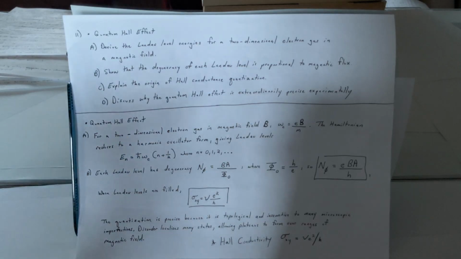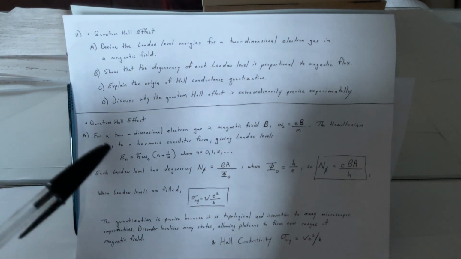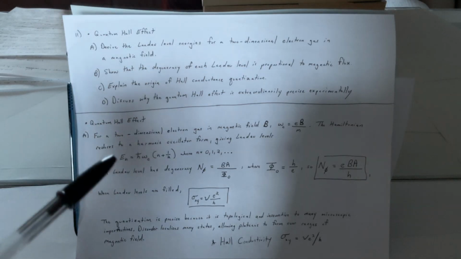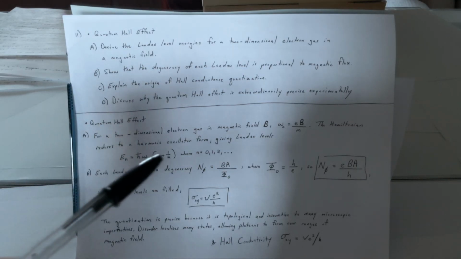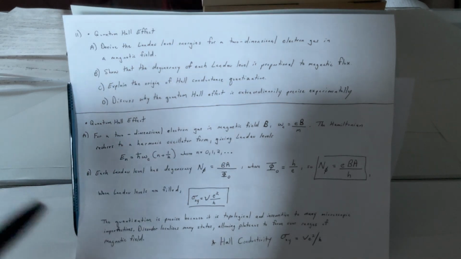So quantum Hall effect here, for a two-dimensional electron gas in a magnetic field, that omega sub c is eB over m. The Hamiltonian reduces to a harmonic oscillator form, giving Landau levels E sub n equals this. This should look familiar: h bar omega sub c times the quantity n plus 1/2, where n equals 0, 1, 2, 3, 4, on and on and on.